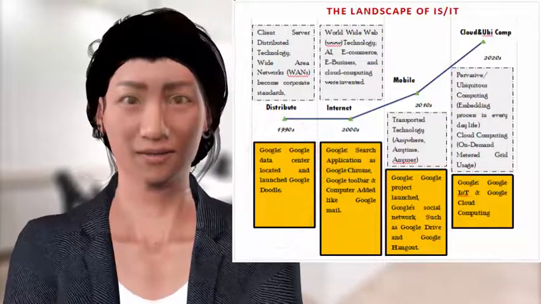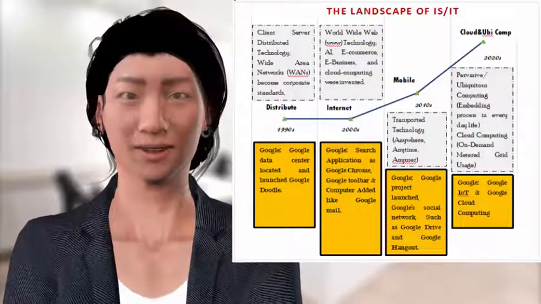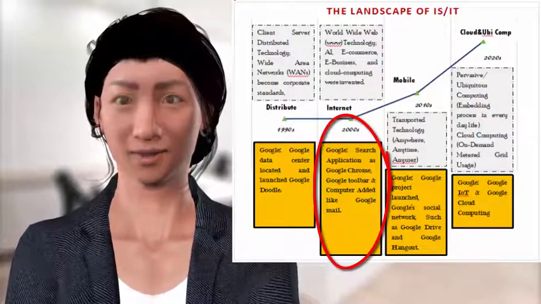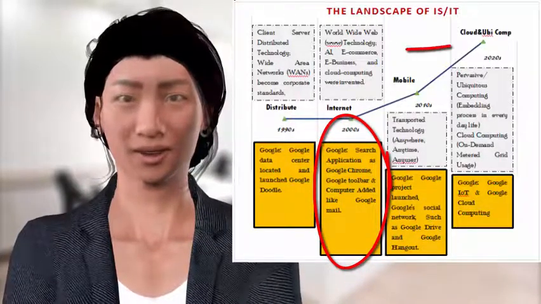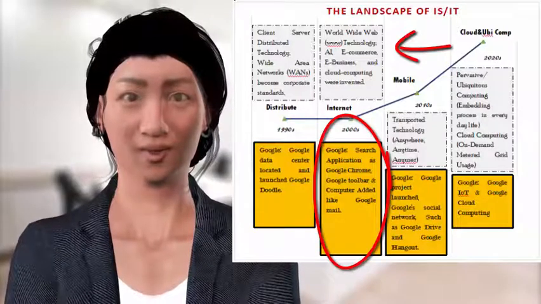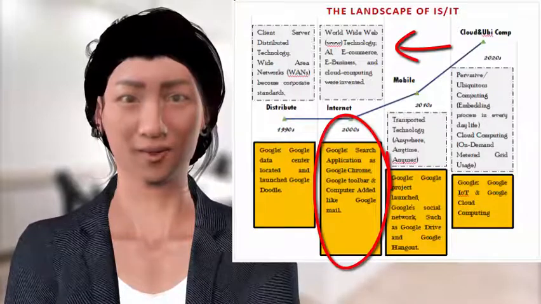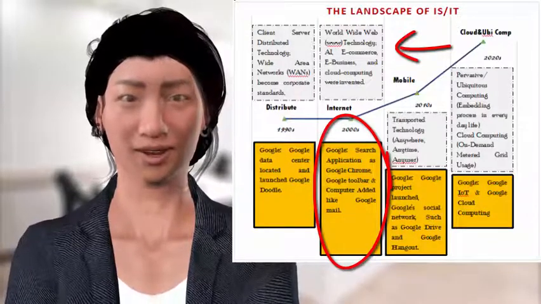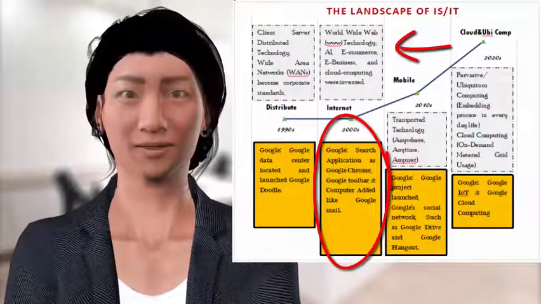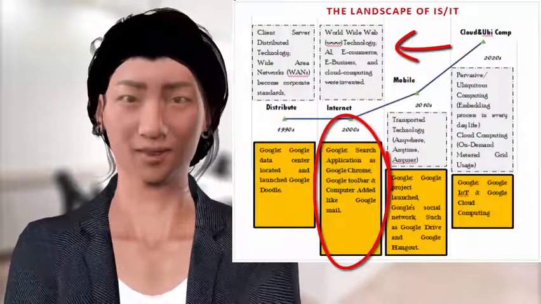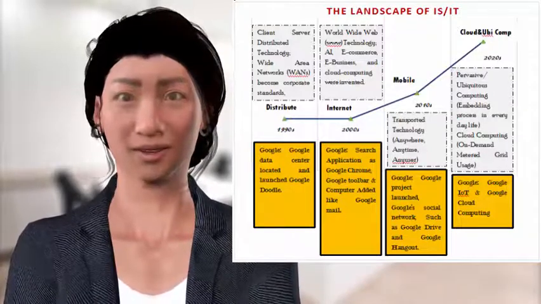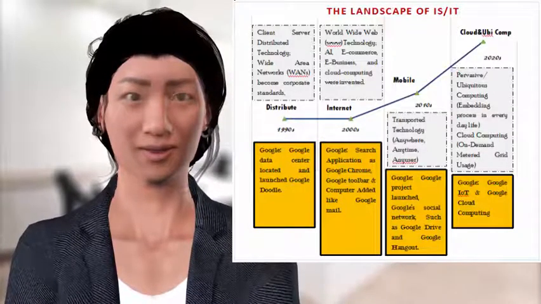And in the 2000s, it has become the internet network world, which is the World Wide Web technology. AI, e-commerce, in business, and cloud computing were invented. And in that year, Google had search applications such as Google Chrome and Google Toolbar, and applications like Google Maps, which use the HTML language version that works on almost all browsers, scanning the emails automatically.